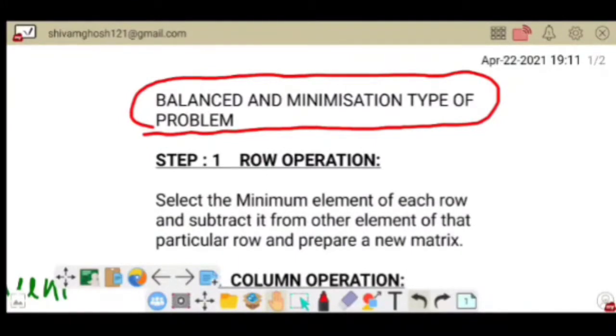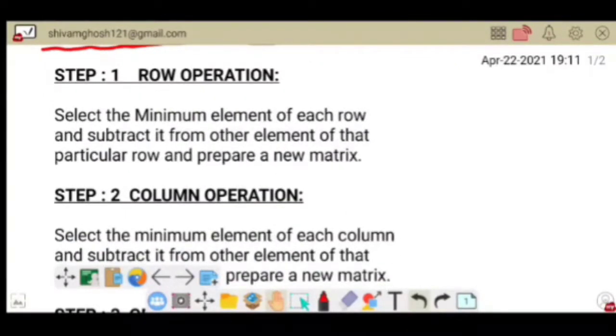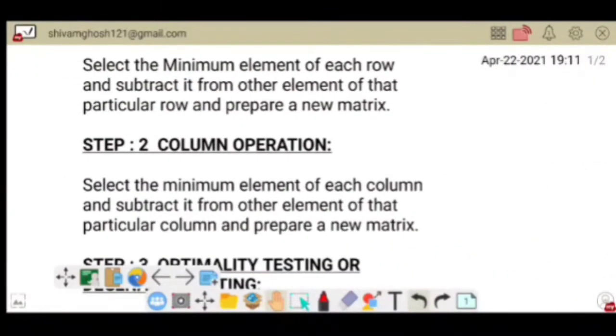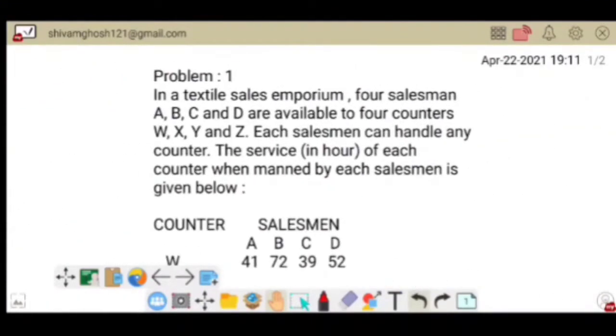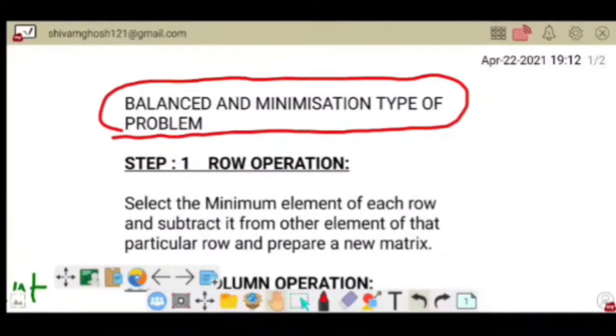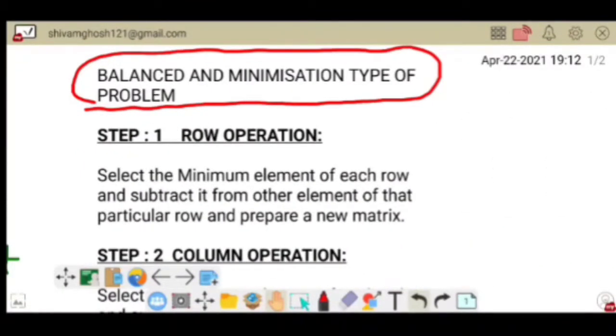So here it is step one, row operation. If I discuss step one, the row operation, and what column operation is, only theoretically, then there will be some problem in understanding the real meaning of the step. So I would like to give you a certain problem and explain each and every step by solving it. Okay, so at first we will read step one. Our problem number one, the first example I have taken, is a minimization type and balanced problem. So there is no doubt this question is going to be solved as a minimization type of assignment.